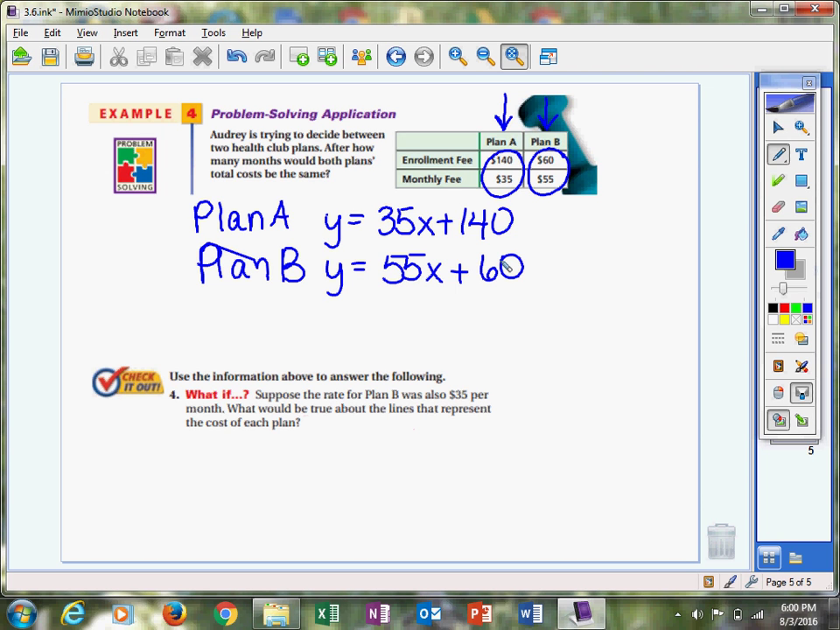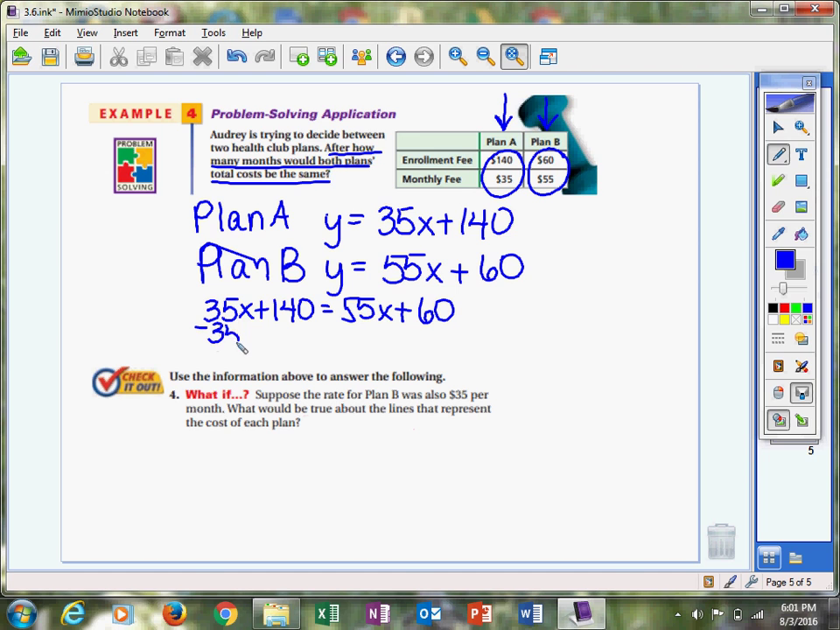If you're like, no, I left my calculator at school, that's okay. There's a way to solve it without a calculator, so let's do that. We're going to see how this is a system of equations, and they're asking us after how many months would both plans' total cost be the same? When will they equal each other? So what we need to do is take Plan A and set it equal to Plan B, just like that. And then start rearranging.